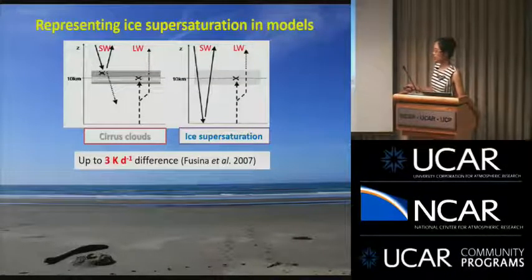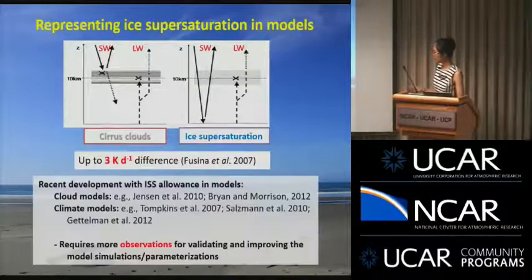And the difference between these two, as done by Fusina et al. 2007, using an idealized scenario, they concluded to be a 3 Kelvin per day difference. And remember, this is only an idealized calculation. Now, the good news is many of the models, from GCMs to cloud resolving models, have started to include supersaturation in their simulations. But how do we validate and improve them? That requires more observations and more comparison studies to evaluate and improve these analyses.